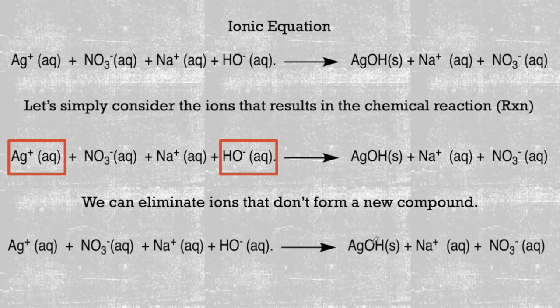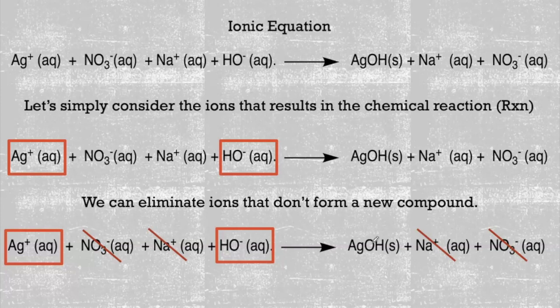So how would we do that? We would begin with our ions, and we'd eliminate nitrate on both sides because nitrate is not in a new compound per se. It's not in an insoluble material. And then sodium ions are also on both sides. These are what we call spectator ions because they're found on both sides of the equation. So spectator ions are simply ions that don't participate in the net reaction that's occurring.